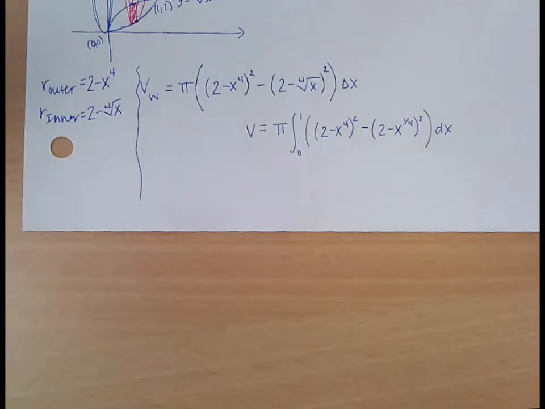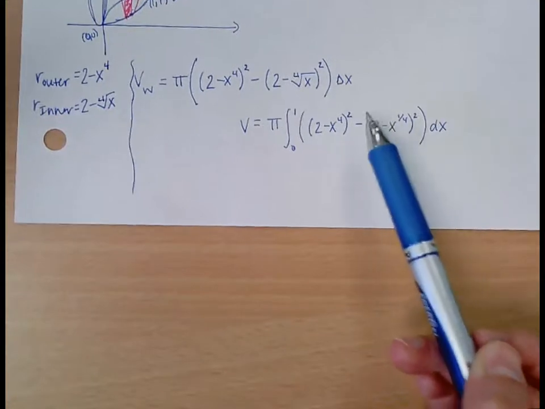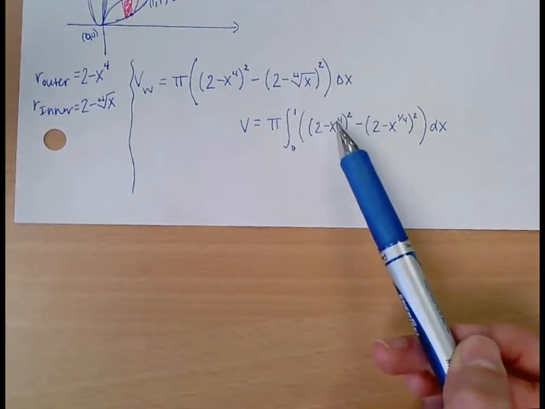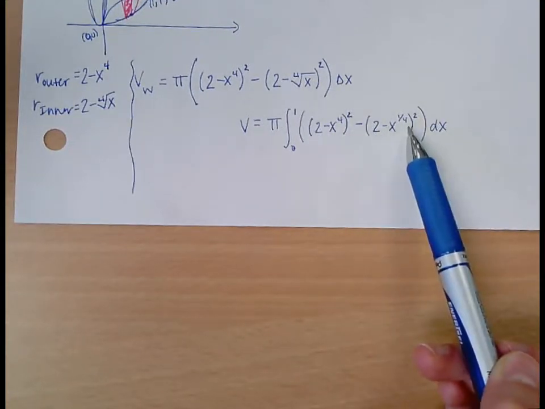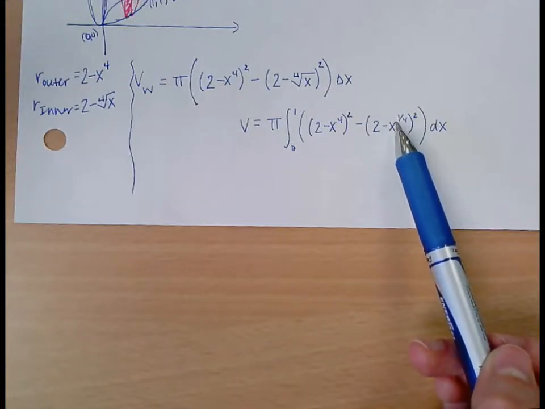Now if you were doing this one by hand, to simplify this first, you do need to FOIL. You cannot distribute those exponents, you would have to FOIL both of these. It may not be a calculator problem.